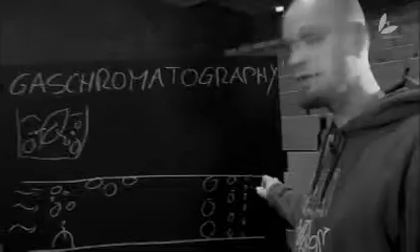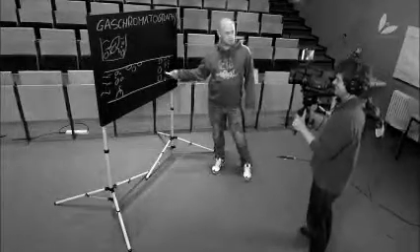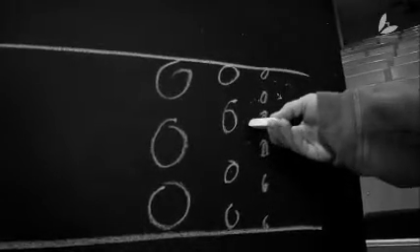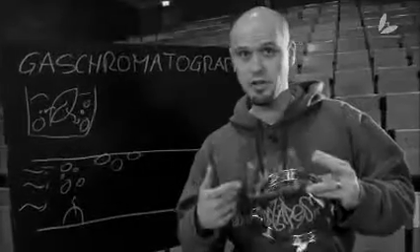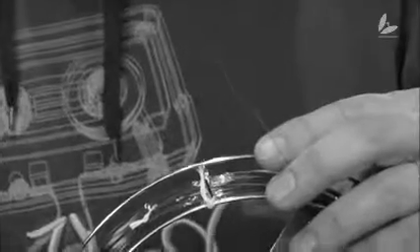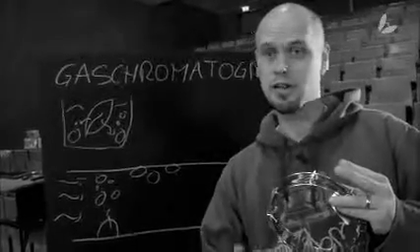We can precisely measure the time the particles need through the column. We know the time for specific particle sizes. Comparing this, we can estimate how big these particles are. And this is our column. The internal diameter is only 1/4 millimeter, and it's 40 meters long. The longer the better.